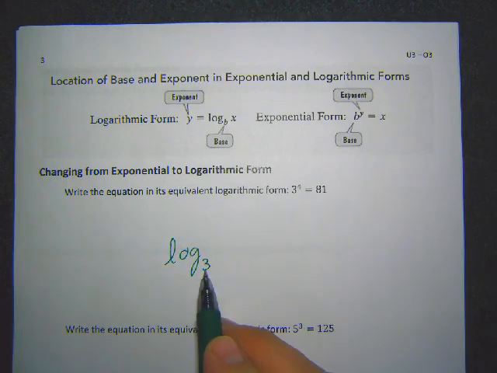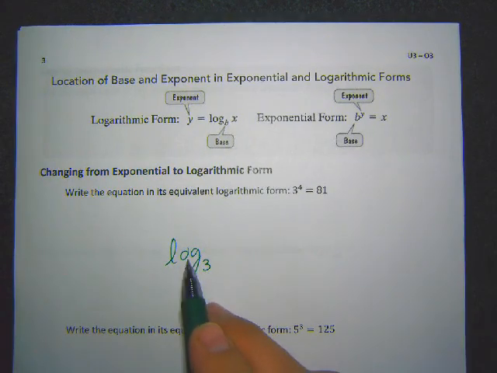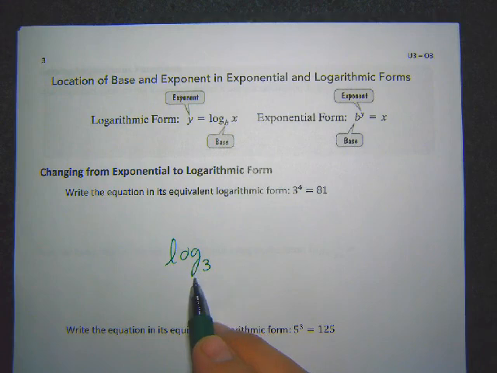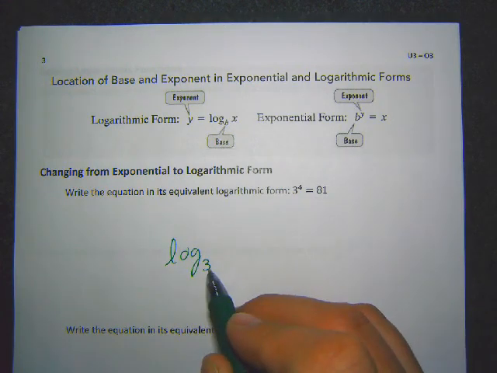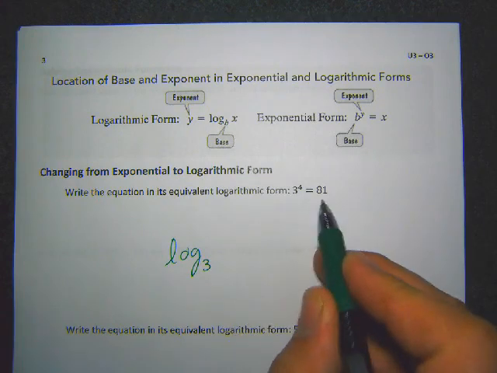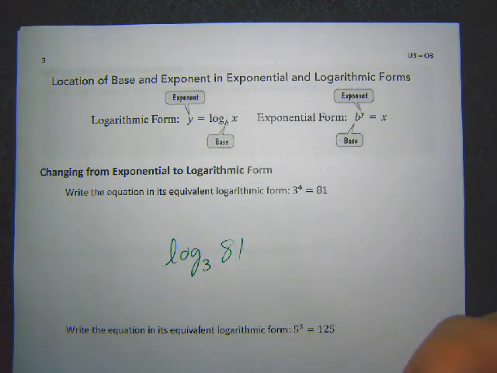So this 3 here tells everybody this is a log base 3. It's working from 3 to its starting point. And then we take log base 3 of the result. So we're trying to get 81. So log base 3 of 81 gives us our answer.